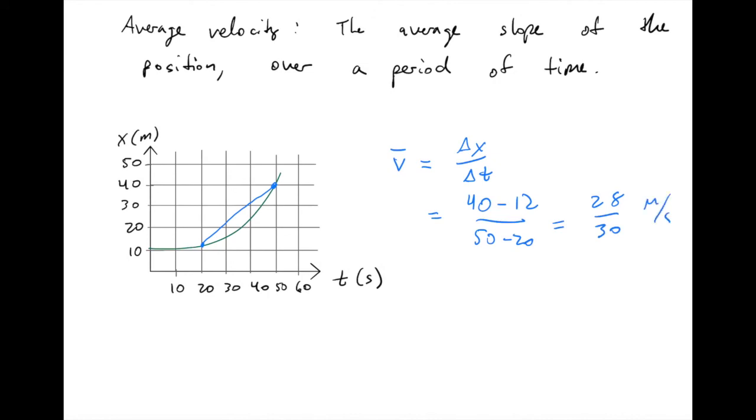That means the average velocity from 20 seconds to 50 seconds is a little bit less than 1 meter per second.